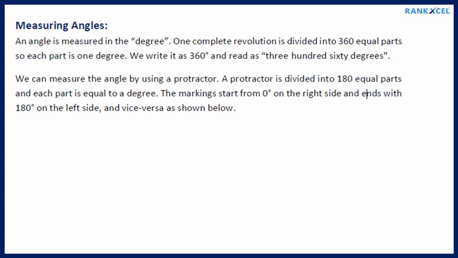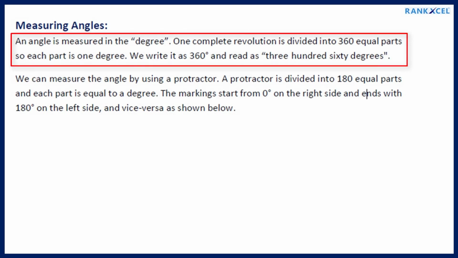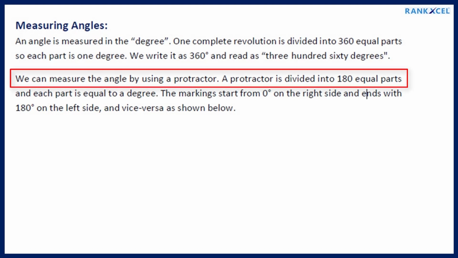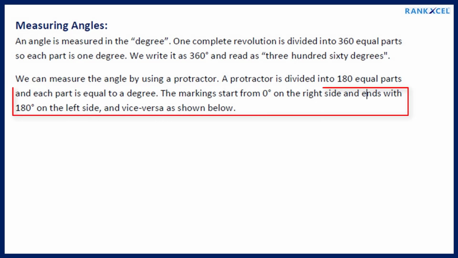Measuring angles. An angle is measured in degrees. One complete revolution is divided into 360 equal parts, so each part is 1 degree. We write it as 360 degrees. We can measure the angle by using a protractor. A protractor is divided into 180 equal parts and each part is equal to a degree. The markings start from 0 degrees on the right side and end with 180 degrees on the left side, and vice versa as shown below.